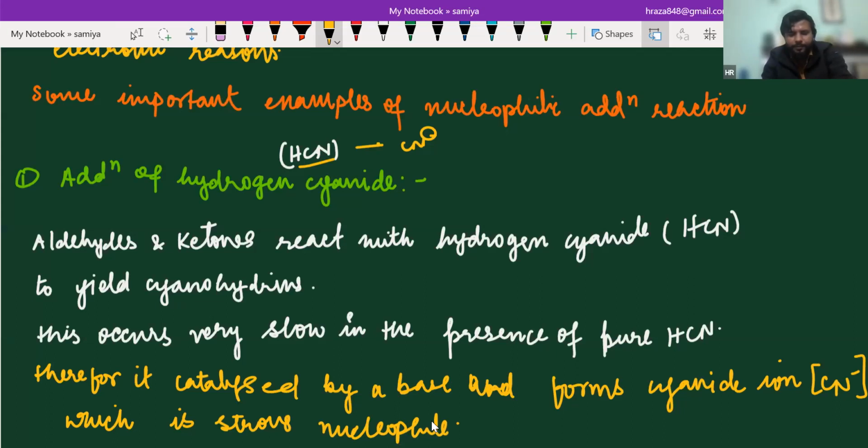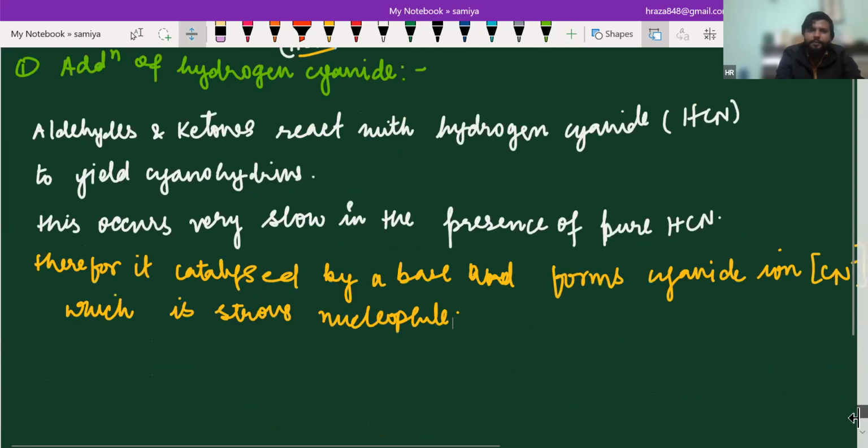Let me know when you are done with this. So we don't react HCN directly with aldehyde or ketone because it is very slow. Yes, sir. Done. So I'm going to show you the reaction.